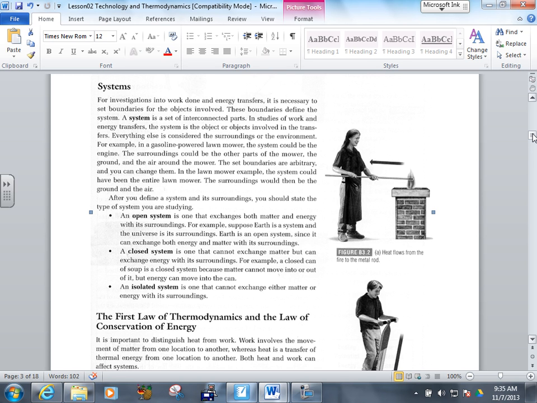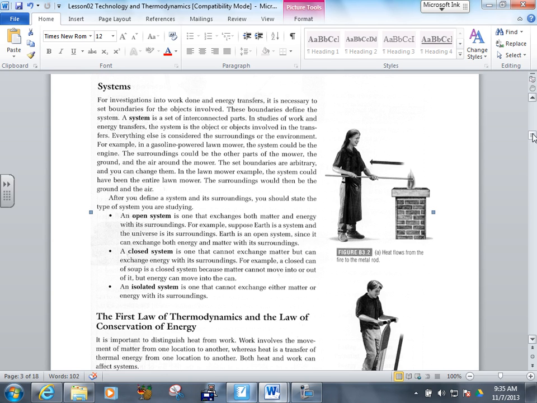Your oven in your house would be an open system, right? Especially when you open the door. It's an open system. The heat from inside comes out. A closed system can't exchange matter. It's sealed off. So a closed system cannot exchange matter, but it still exchanges energy.